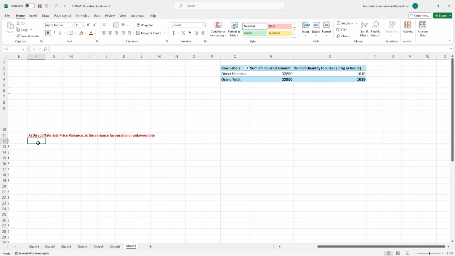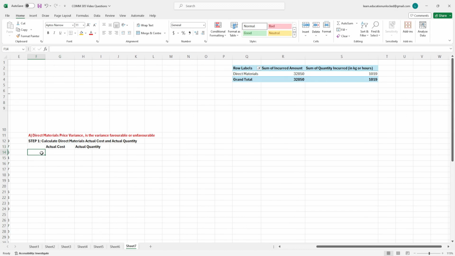All right, so to figure out our direct material price variance, and whether the variance is favorable or unfavorable, we'll do this in steps. Step 1 is to calculate our direct materials actual cost and actual quantity. I'll create a table here: actual cost, then actual quantity. Let me make that nicer. And then here we have DM for direct material, and then actual.